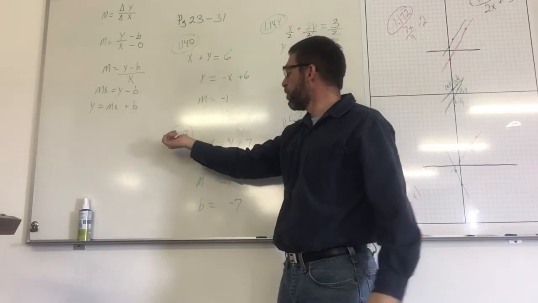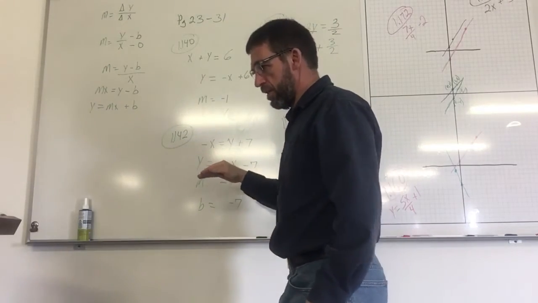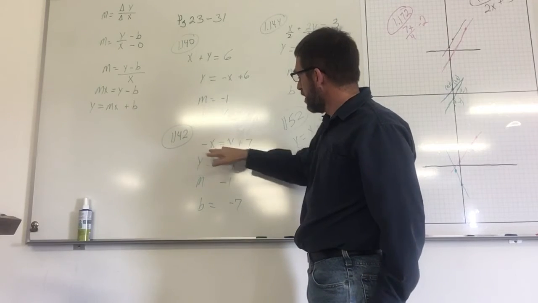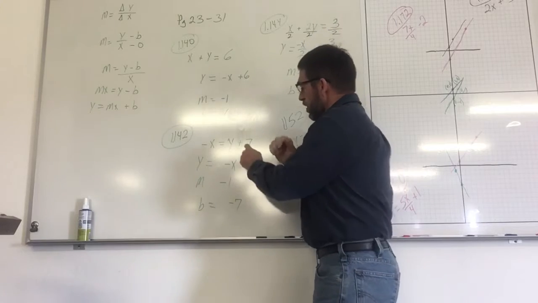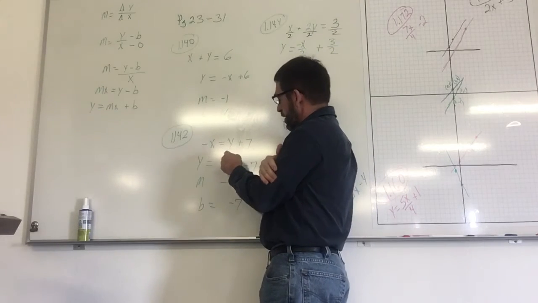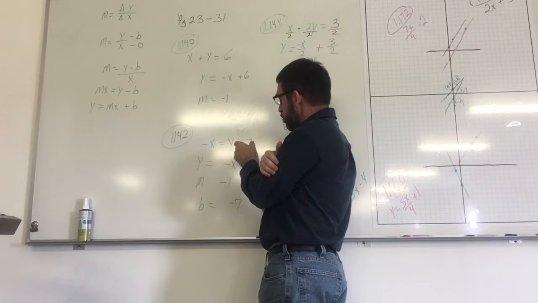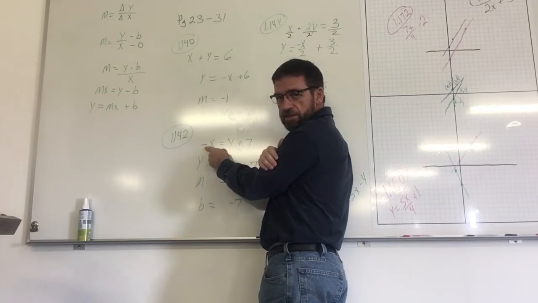Okay, let's do 1142. You just drop straight across to the second column. You have negative x equals y plus 7. Now, you will need to isolate the y. And so the way you do it, you always have to have a positive y. You can say, oh, I'll just move y over here. Well, that makes it negative. That can't work.